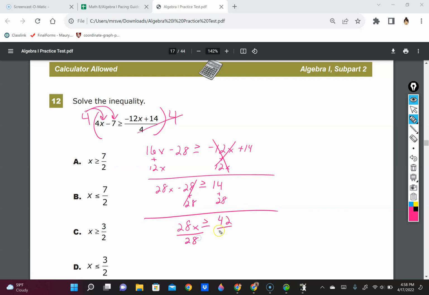Then our last step is to divide by 28. And you want to reduce the fraction. And if you notice, 7 will go into 42 and 28. 6 and 4. And actually, I could have used a bigger number because those are both even. And that reduces down to 3 over 2. And notice your symbol greater than or equal to, so your answer should be C.